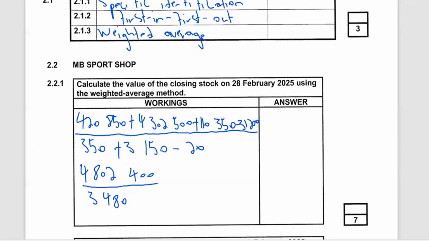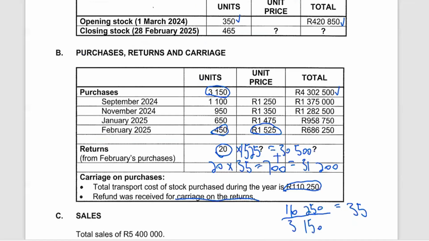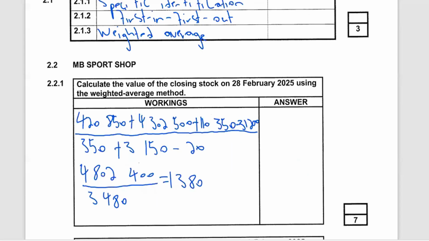Then 4,802,400 divided by 3,480, we get our answer, which is 1,380. So 1,380 is our average price. Then the number of units that you have on hand is 465. So we're going to say 1,380 multiplied by 465. Then we get our answer, which is 641,700.